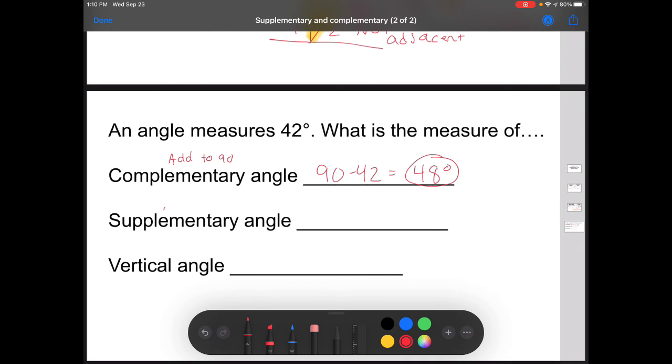For supplementary, they add up to 180. Then we take 180 minus 42, which is 138 for a supplementary angle. And then lastly, vertical angles are always congruent. And congruent means that they're the same. So the vertical angle to 42 is 42.